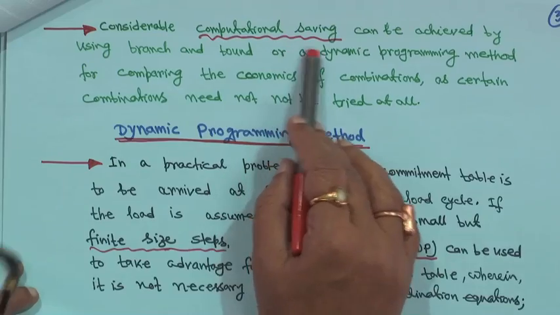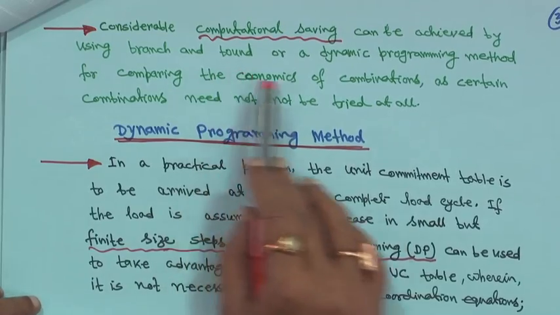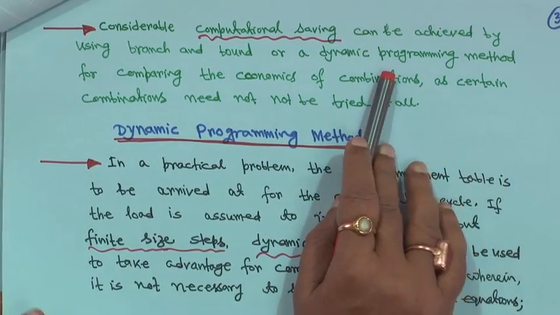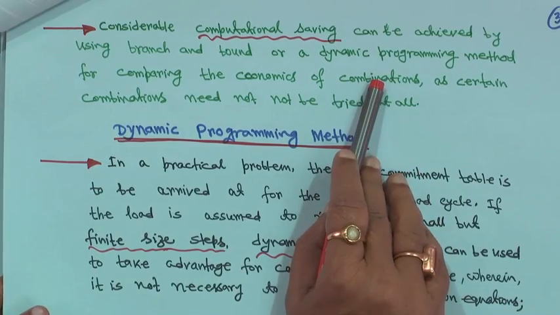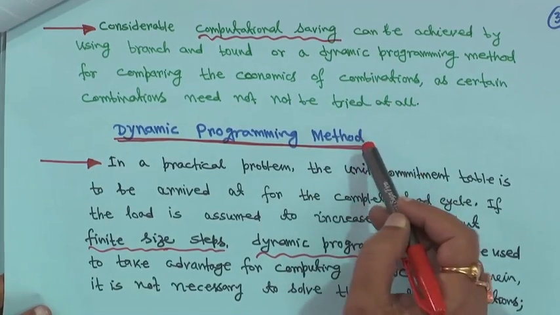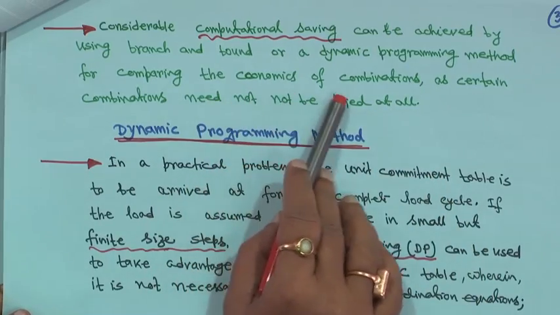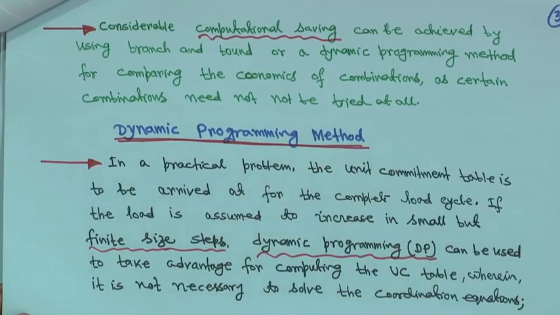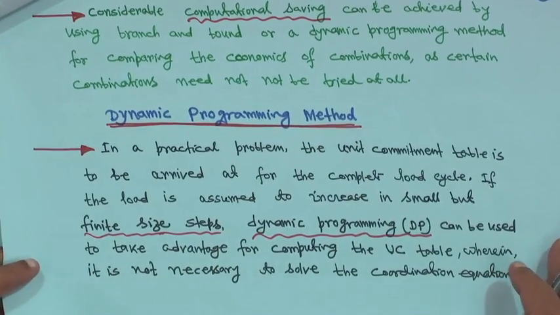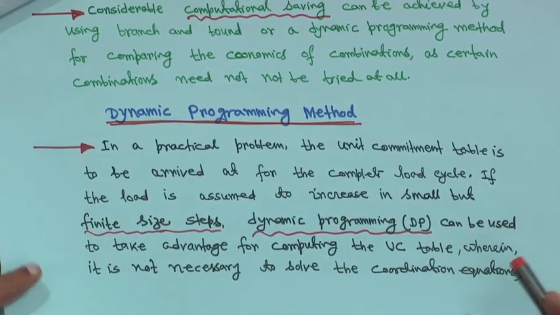So, considerable computational saving can be achieved, either you can use branch and bound, here we will not see that, or a dynamic programming method, we will see a little bit of dynamic programming here, but all calculations cannot be done, right. I will show you how we can do it, some flavor will be given, right. For comparing the economics of combinations, certain combinations need not be tried at all, because there are certain combinations where the operating cost is very high, right.